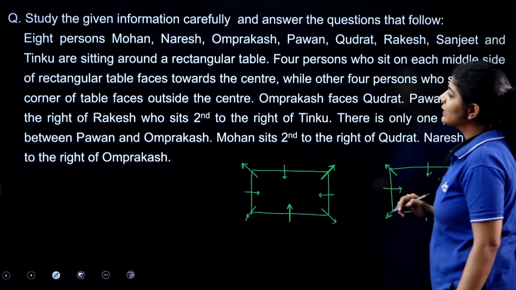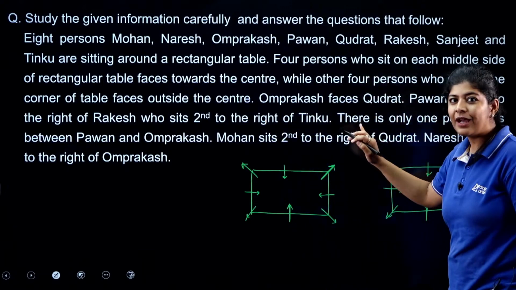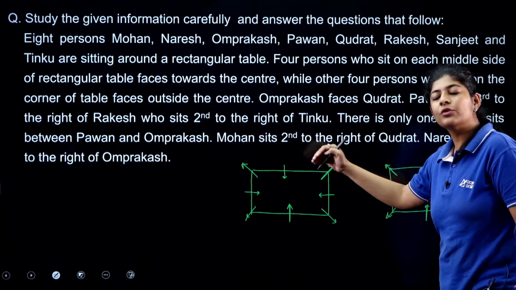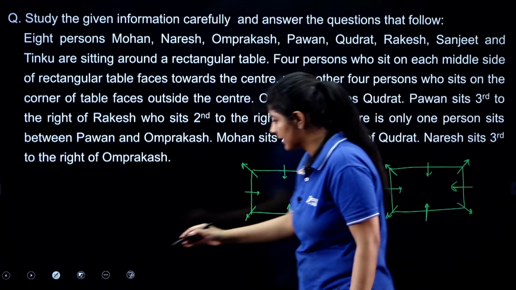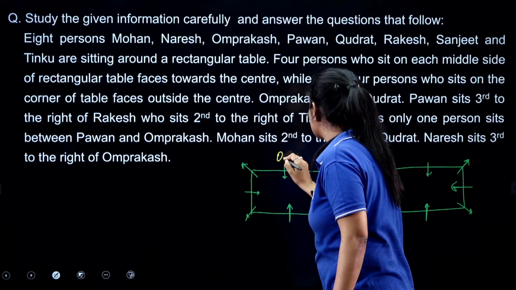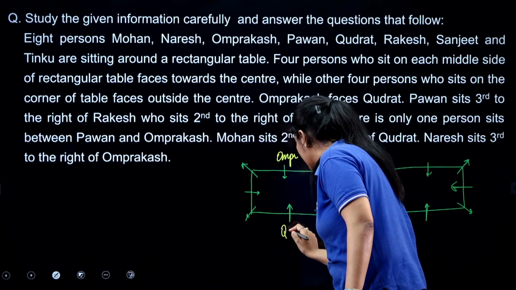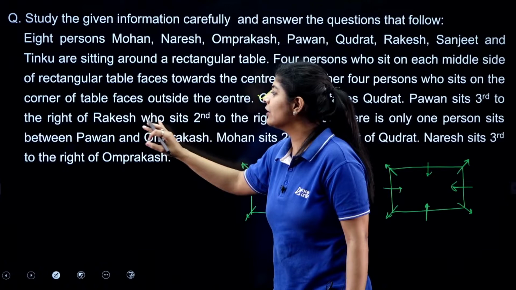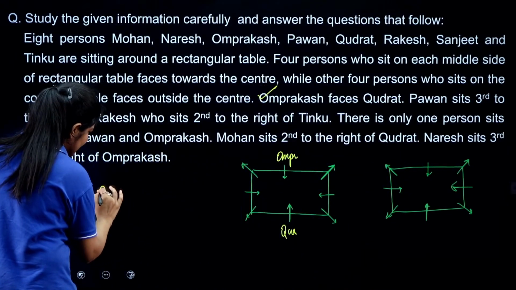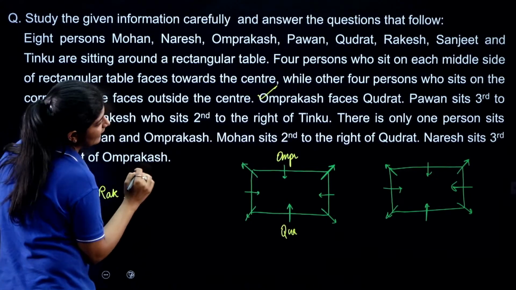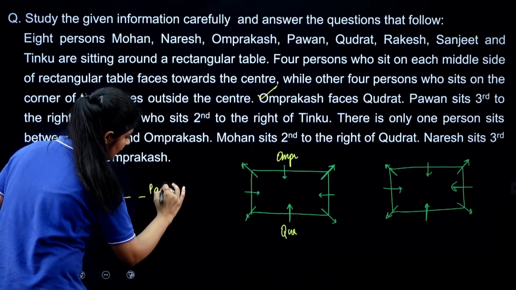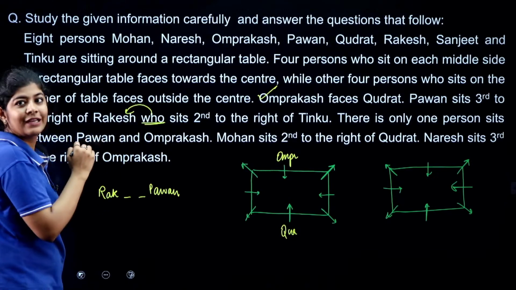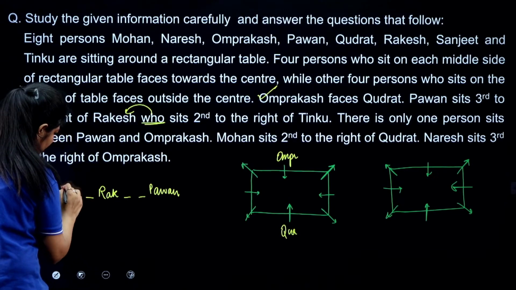So the question says that Om Prakash faces Kudrat, but now we are only having one possibility as they are facing towards each other. That means Kudrat and Om Prakash are sitting in the middle of the sides. So let's suppose this is Om Prakash and this is Kudrat. This clue is completed. Next, Pawan sits third to the right of Rakesh. If there is a Rakesh, then first right, second right and third right, Pawan is sitting. Who sits second to the right of Tinku? Now this who is used for Rakesh. Rakesh sits second to the right of Tinku.